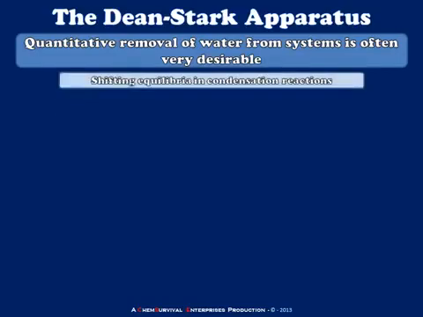Now, we want to get rid of all that water for a lot of reasons, one of which is shifting equilibria in favor of their products. For example, in the case of the condensation reaction of a Fischer esterification, we have an equilibrium here which is not particularly favorable, but removal of water can cause that equilibrium to shift, exploiting Le Chatelier's principle, until we have a nearly quantitative conversion of ester.